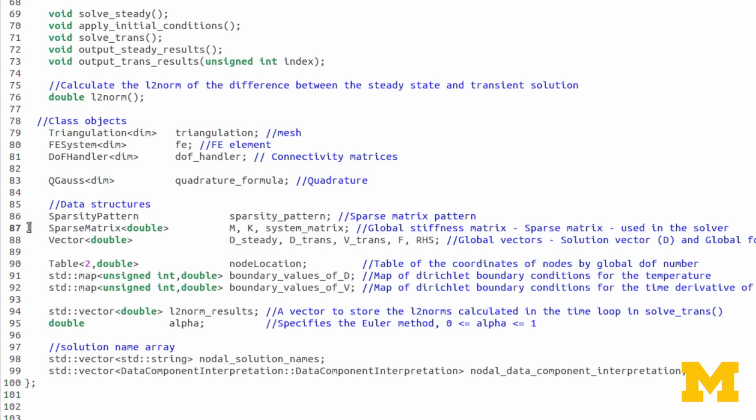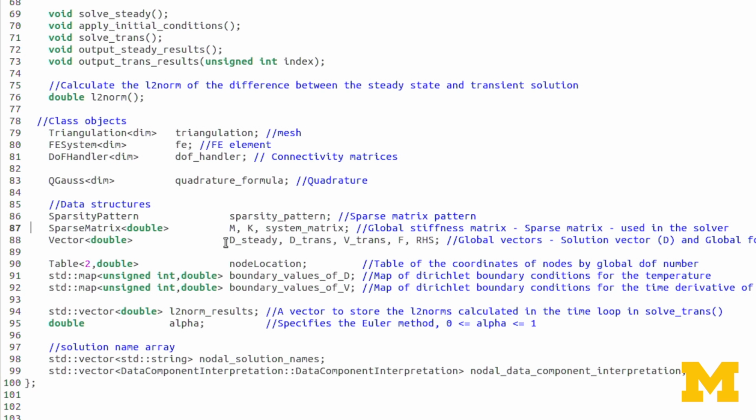That's because when you're doing the transient problem, you have to do a couple of matrix inversions to solve for, for example, the Vm plus 1. And so system matrix is a generic matrix that you'll be defining later on in the solve trans function. We also have D steady, which is the steady state temperature profile. D trans, which would be the transient temperature profile at Tn or Tn plus 1.